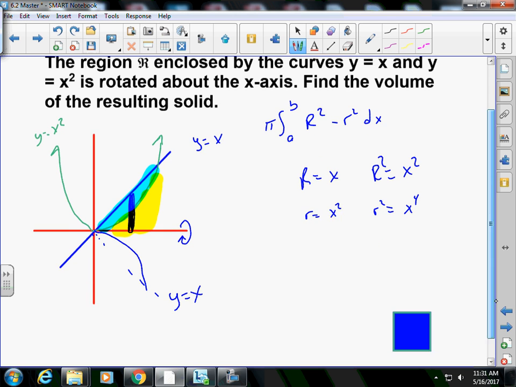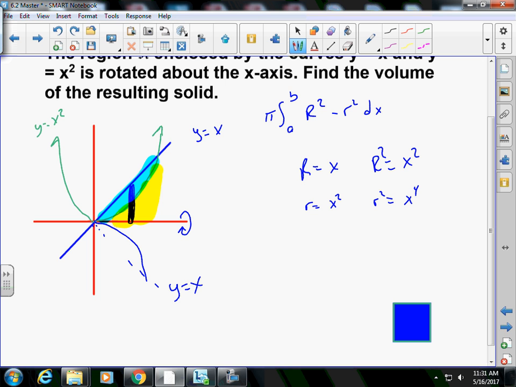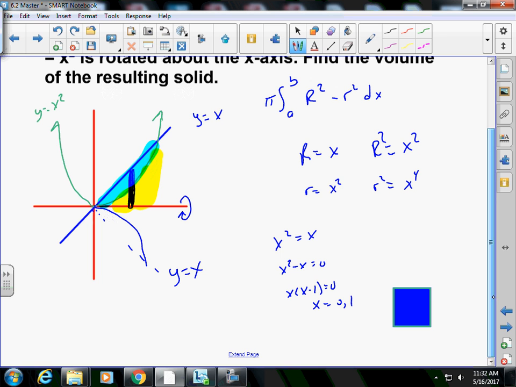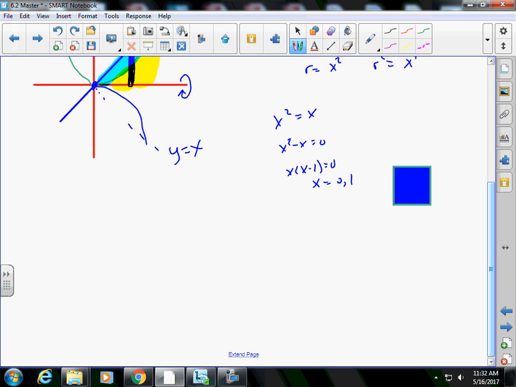Now, some things I haven't found. I still need to know where they intersect. I know they both intersect at 0, but again, to find their intersections, we set them equal to each other. I go x equals x squared, so x squared minus x equals 0, x times x minus 1 equals 0. They intersect at 0 and 1. This is a skill we need to be able to use. So if they intersect at 0 and 1, here's 0, here's 1. Those are my x values. So I know I'm going to integrate because my x's are going to range from 0 to 1.